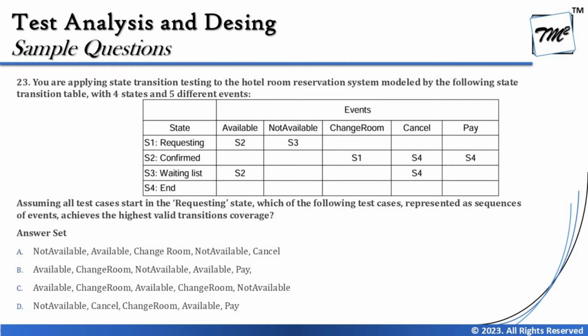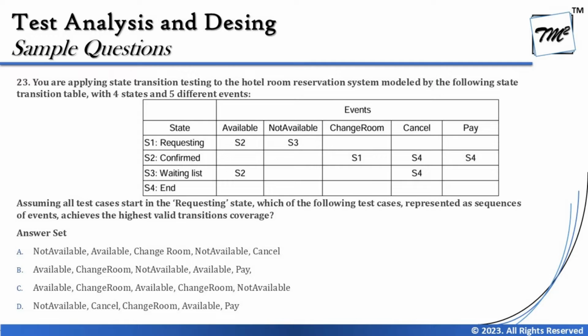And if I look at option B, it says available, change room, not available, available, pay, right? In this option, the sequence of 5 events is being covered, and they are pretty much unique in terms of the sequence. That is, first it is available, and then it is confirmed. From confirmed, you want to change the room.